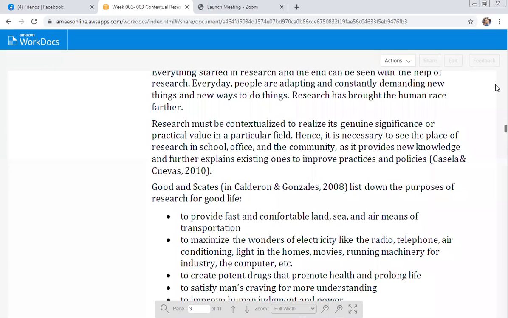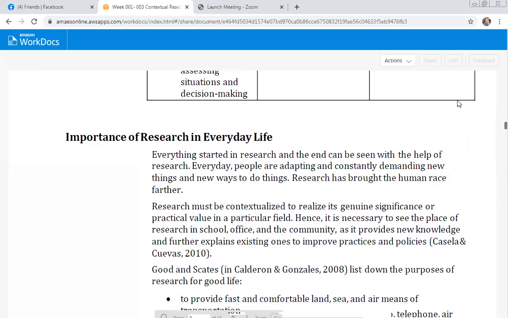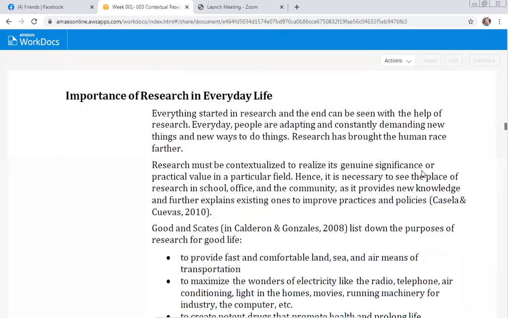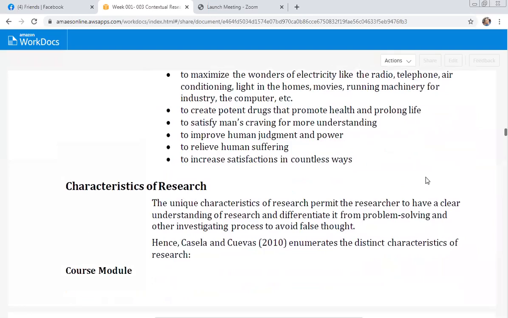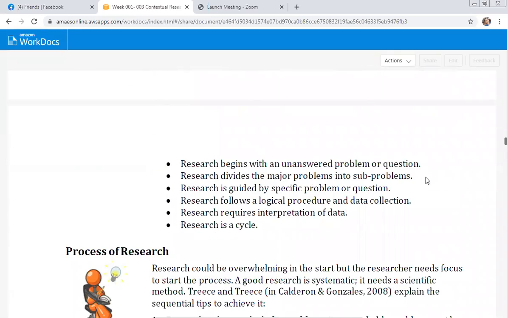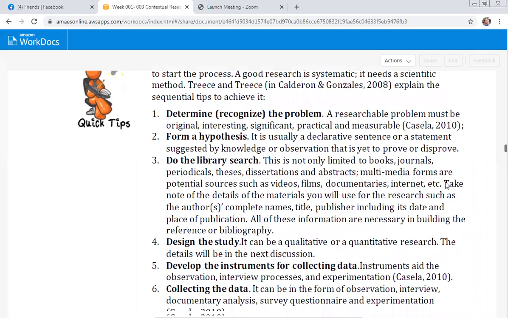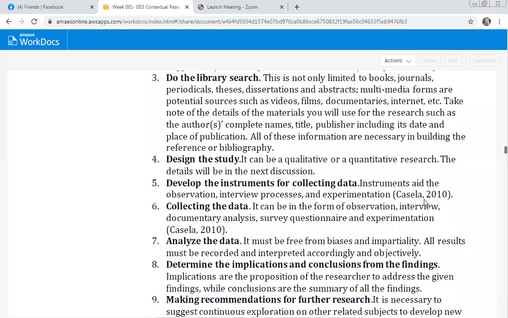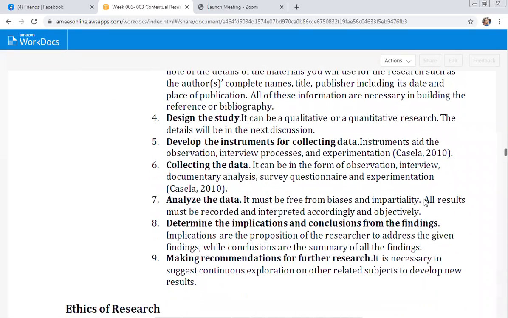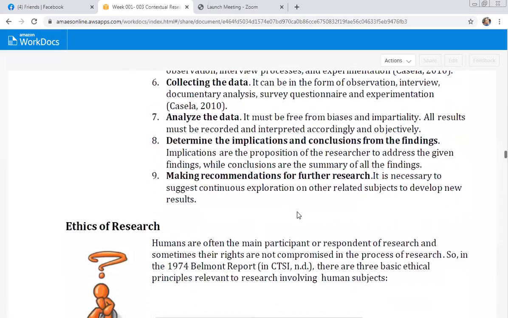Okay? So, we also talked about the importance of research and why research is inevitable in the everyday life of human beings here on planet Earth, including the characteristics of research and the basic process of research and how you do it, including determining a problem, doing library research, collecting data, analyzing it, making recommendations, and making conclusions based on your research topic.